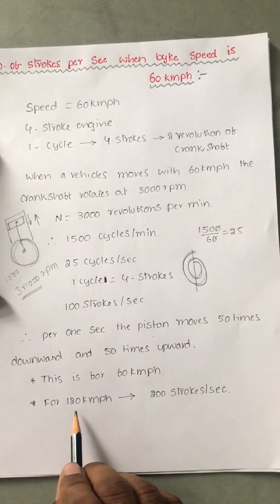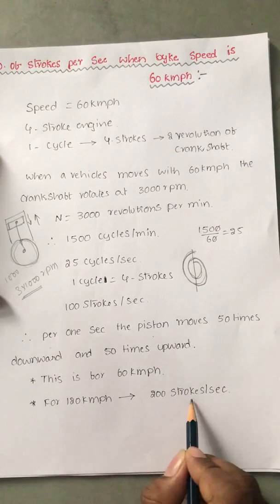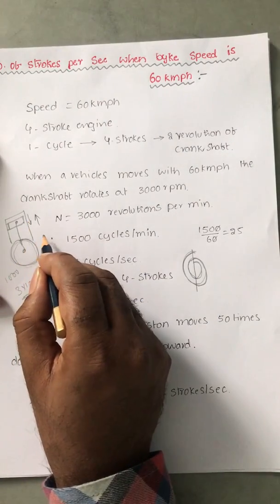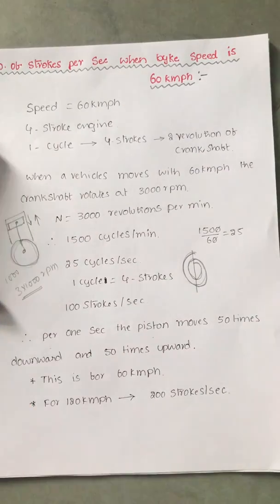For example, if you go at 120 kilometers per hour, 200 strokes will complete per 1 second. That means the piston moves 100 times downward and 100 times upward in 1 second.